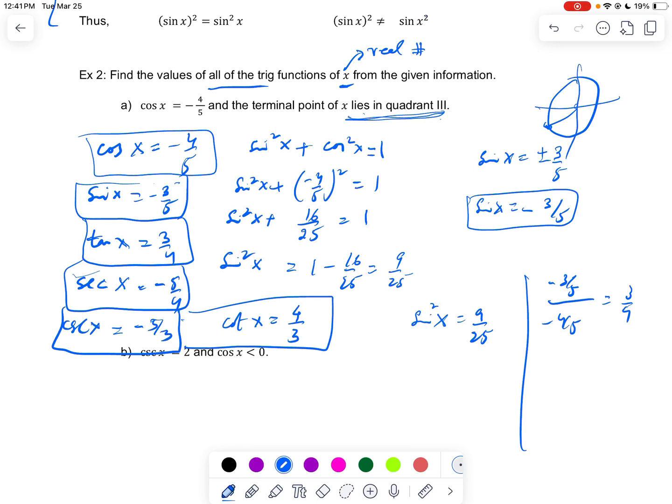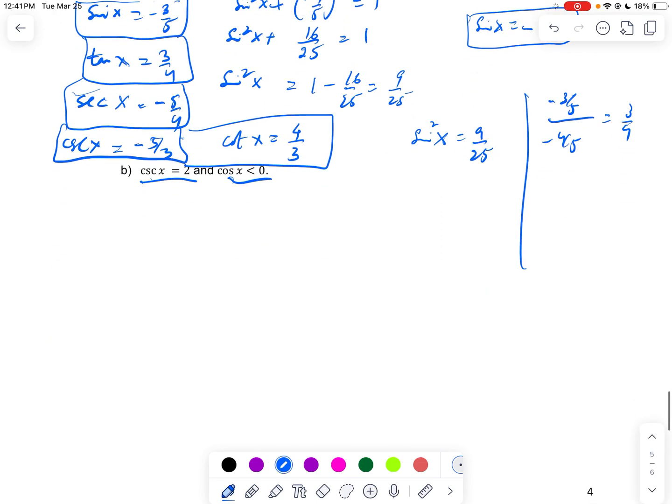Looking at the next example, it says the secant of x is equal to 2 and cosine of x is less than 0. Okay. So the first thing you have to do is figure out in which quadrant the terminal point will be, because that will help you decide which function will have negative sign and which function will have positive sign. So think about it.